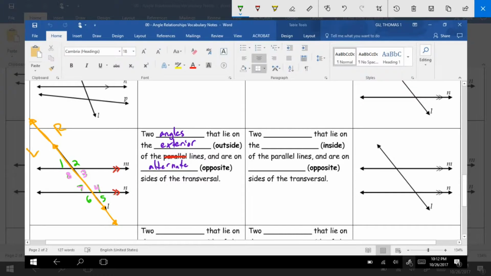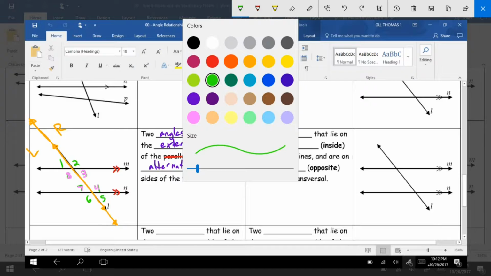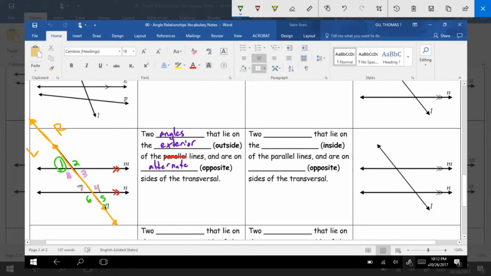So let's take a look. Are 1 and 6 on the opposite sides of the transversal? No, they're both on the left side. But which numbers are on the opposite sides of the transversal? That would be 1 and 5, and 2 and 6. So the alternate exterior angles would be 1 and 5 and 2 and 6. Those are the positions that are alternate exterior angles.